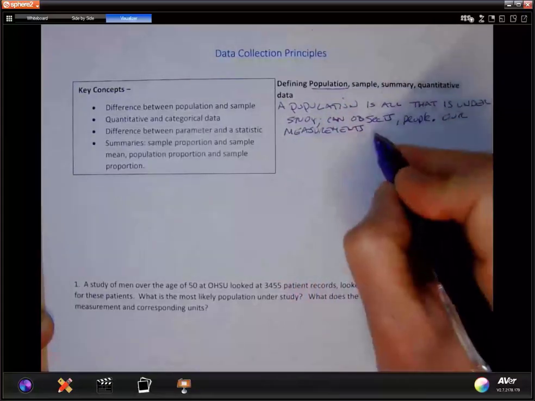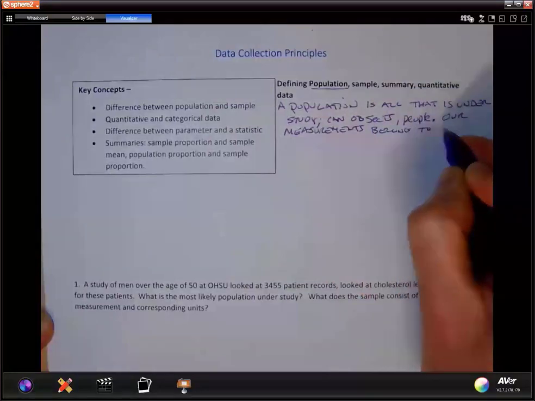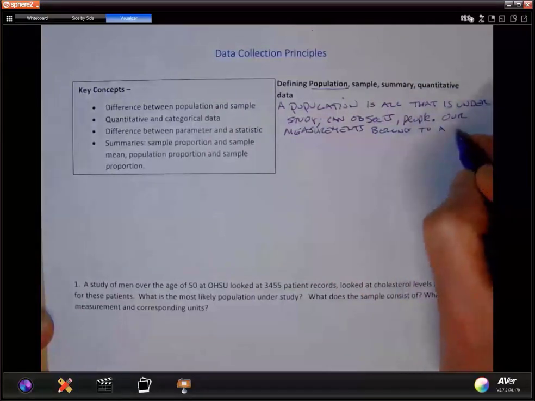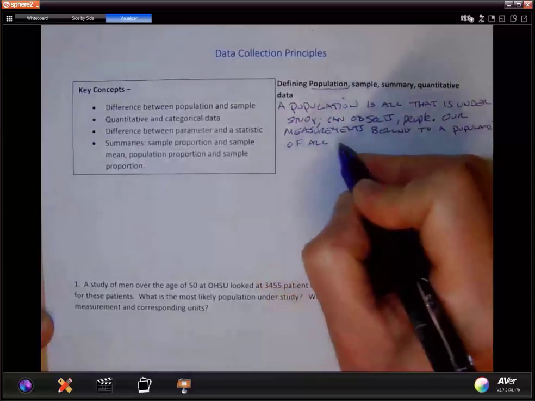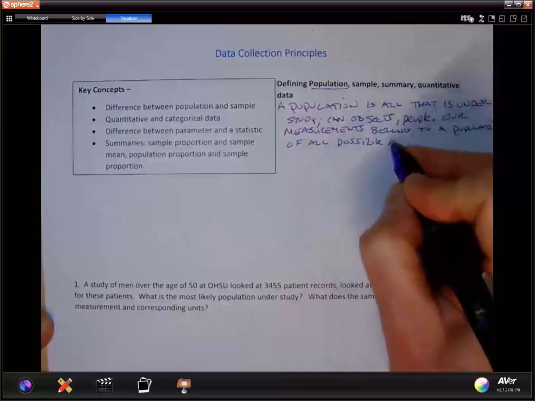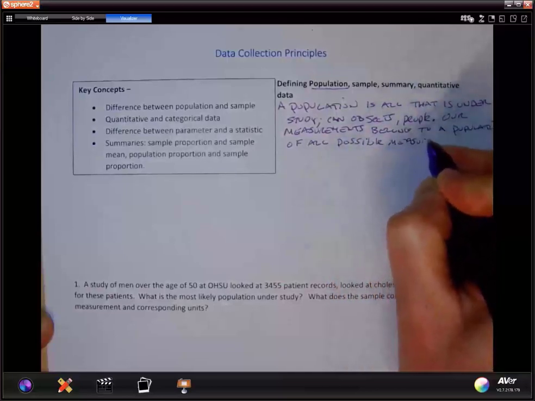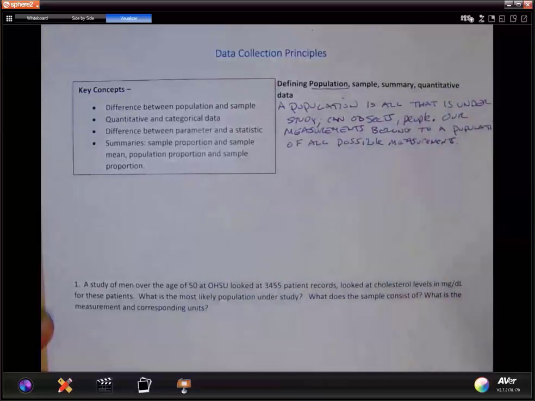or say our measurements belong to a population of all possible measurements. So the population really contains everything, right?